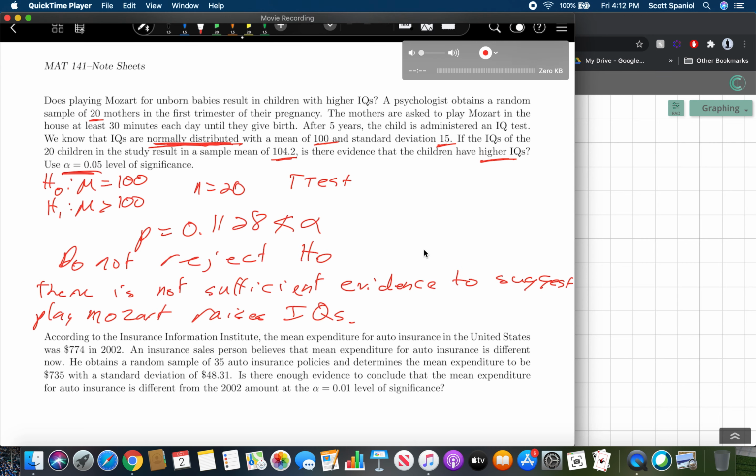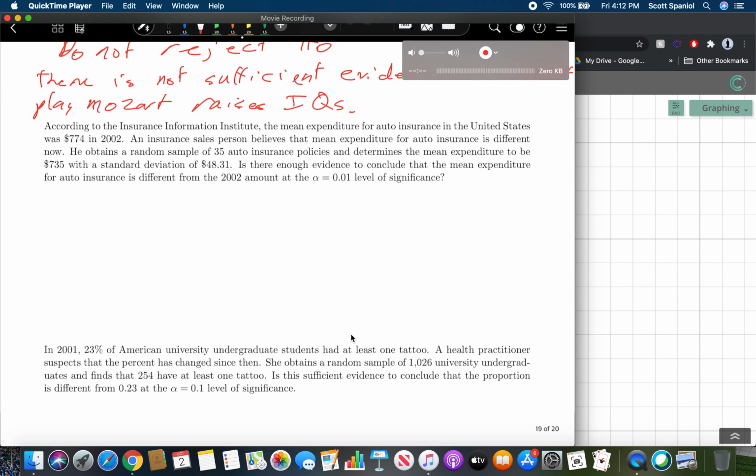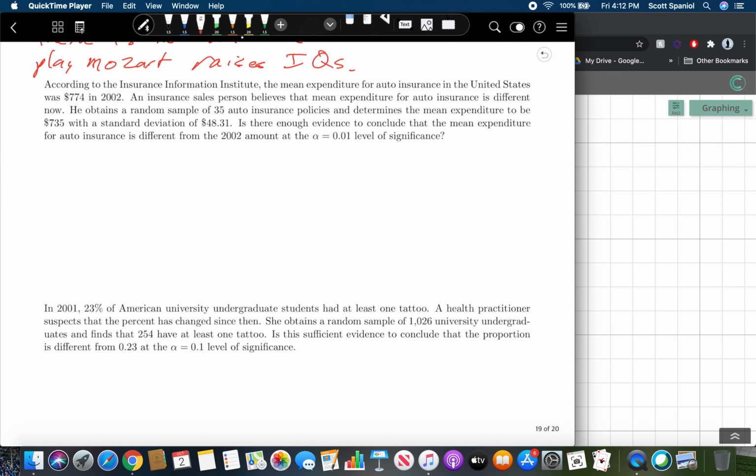Okay. So next one. According to the Insurance Information Institute, the mean expenditure for auto insurance in the United States was $774 in 2002. An insurance salesperson believes the mean expenditure for auto insurance is different now. He obtains a random sample of 35 auto insurance policies and determines the mean expenditure to be $735, with a standard deviation of 48.31. Is there enough evidence to conclude that the mean expenditure for auto insurance is different from the 2002 amount at the alpha equals 0.01 level of significance?